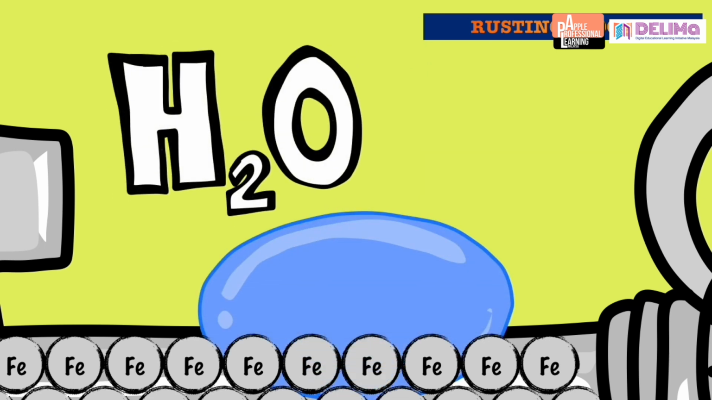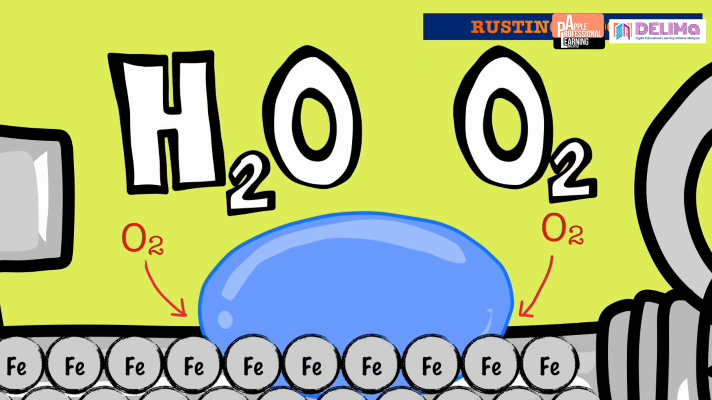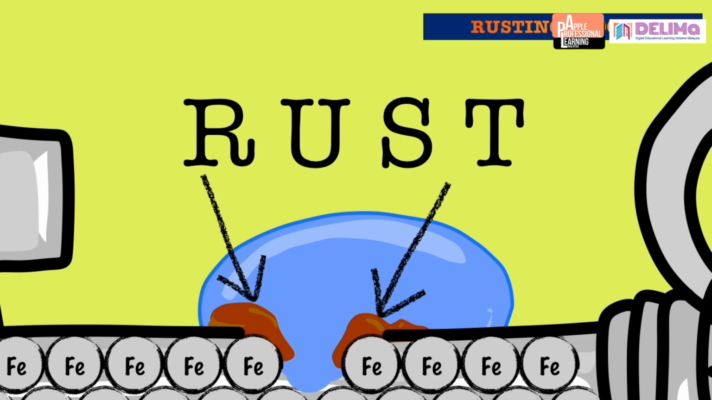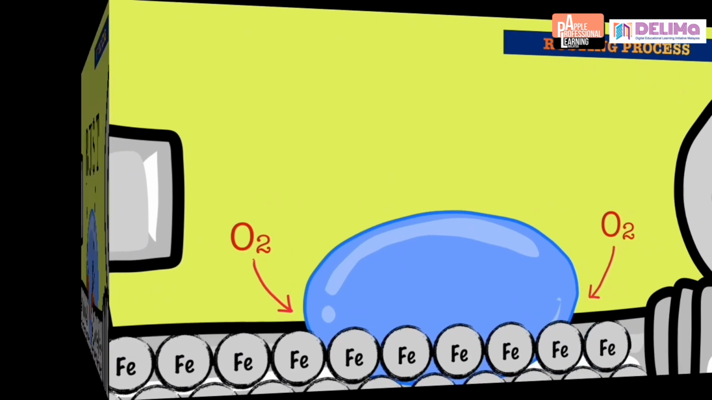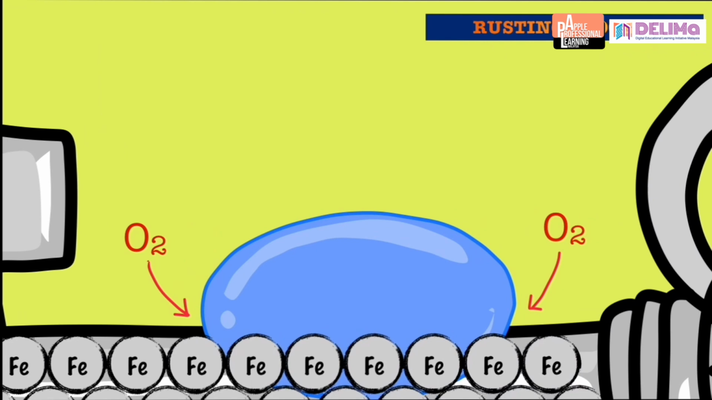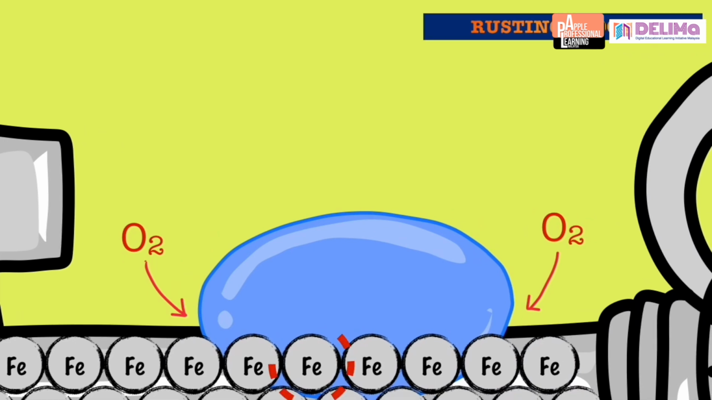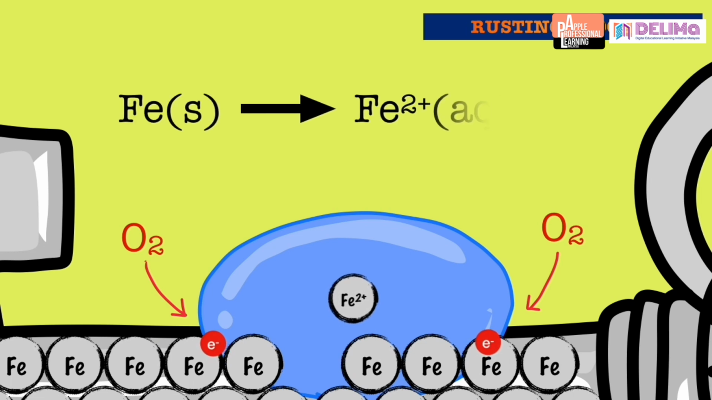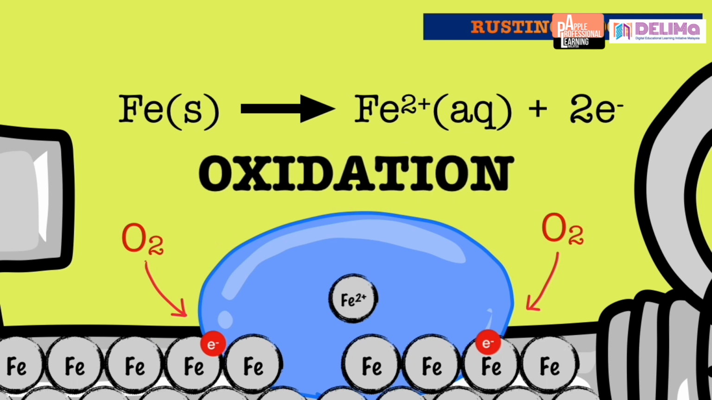In the presence of water and oxygen, rust will form. Let's take a look at the mechanism of rusting of iron. At the surface of the iron in the middle of the water droplet, where the concentration of oxygen is low, iron atoms lose electrons and undergo oxidation to form iron(II) ions. It is an oxidation process.